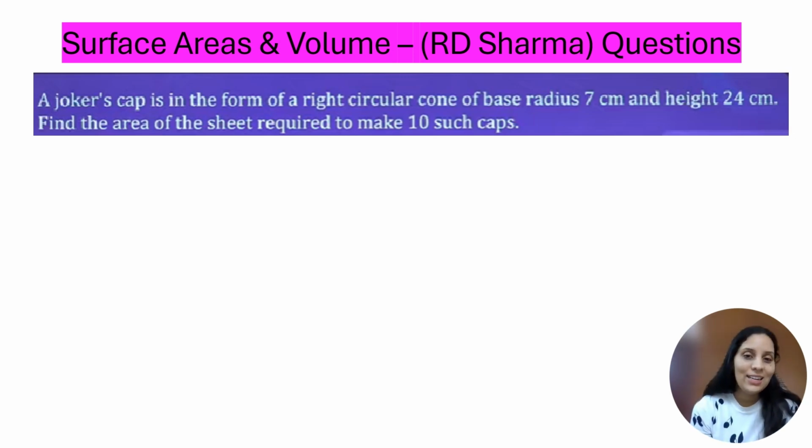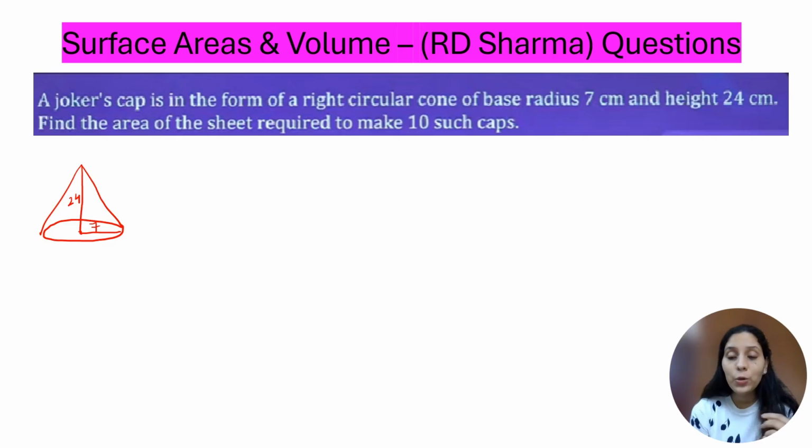Now let's get started. First one, a joker's cap is in the form of a right circular cone. So let us draw a right circular cone. This is a cone. Base radius is 7, the radius of the cone is 7, and the height is 24. This is 24. Alright, find the area of the sheet required to make 10 such caps.